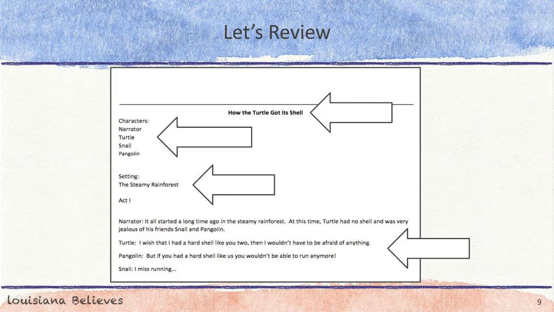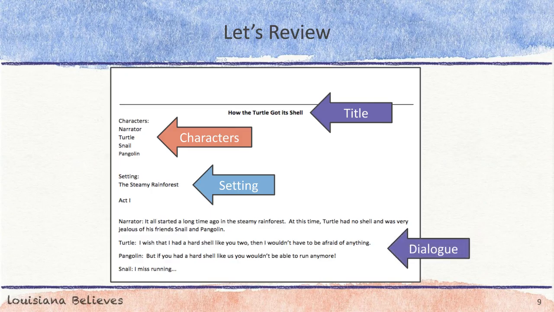Let's review. When we look at a script, we can see the title at the top, then the character list here, the setting that tells where and when the story takes place, and finally, we can find the dialogue, the words that each character says in order.